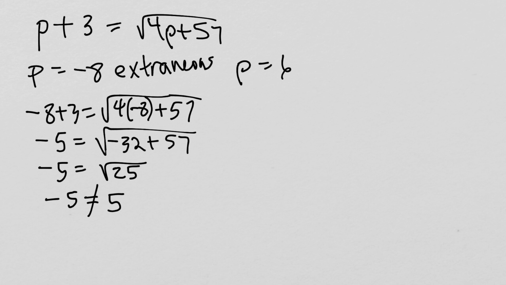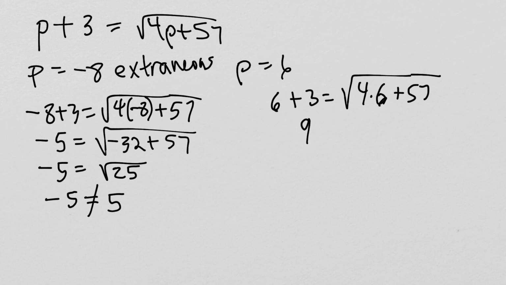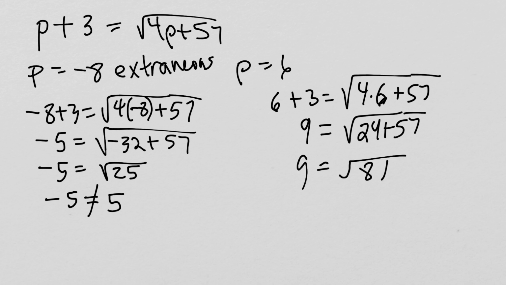So let's try 6. Plugging in 6 for both spots of p. 6 plus 3 is 9. 4 times 6 is 24 plus 57. You get the square root of 81, which is 9, which is exactly what we have on the left. So the correct answer you should give me is that p is 6.